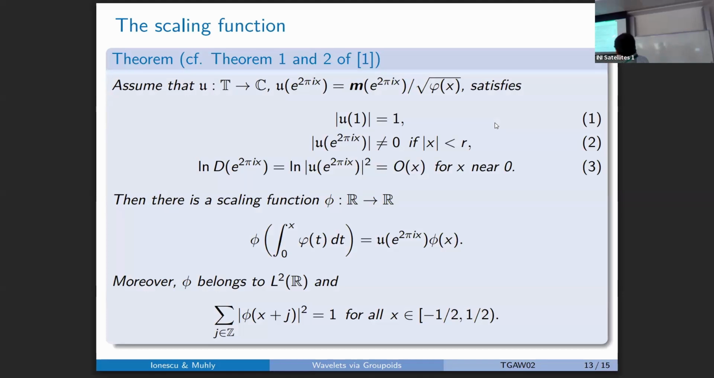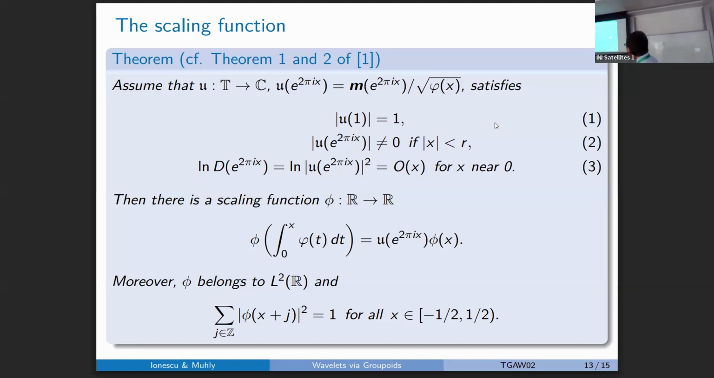So if we have these three hypotheses, I will say in a moment a word about them, then we can define a scaling function from R to R, and scaling in the sense that it respects this property. And again, if you want to keep in mind phi of t equals n, this just means phi of nx equals e to the 2 pi i x, so it's the usual n scaling property. And this scaling function belongs to L2 and satisfies what I call orthogonality conditions.